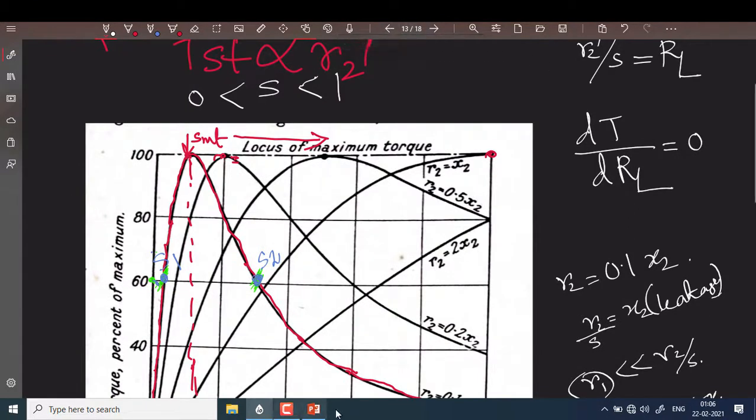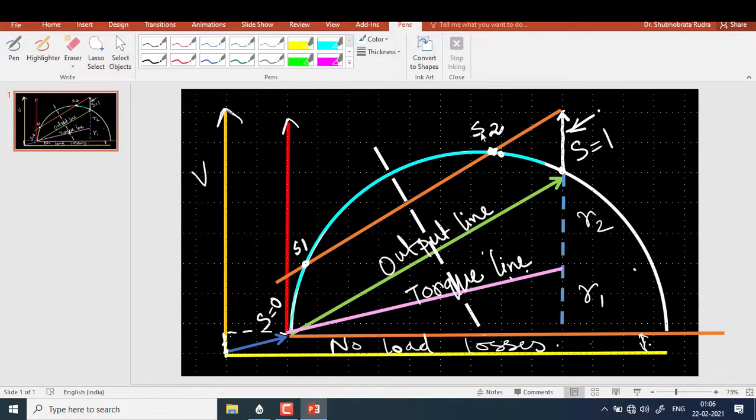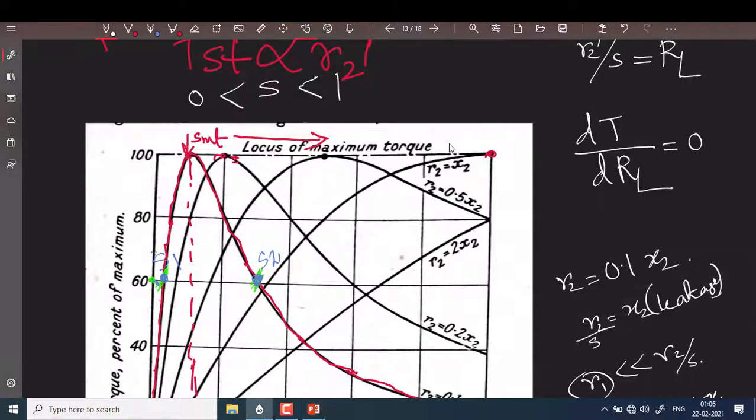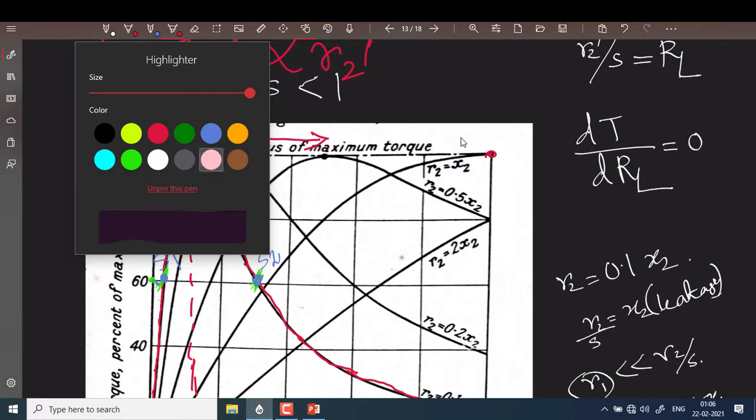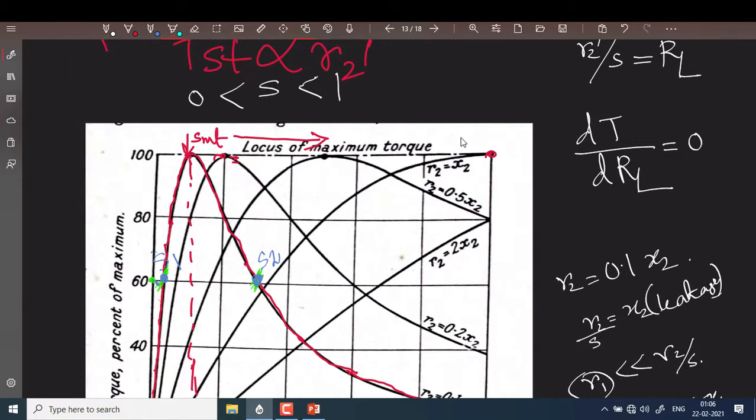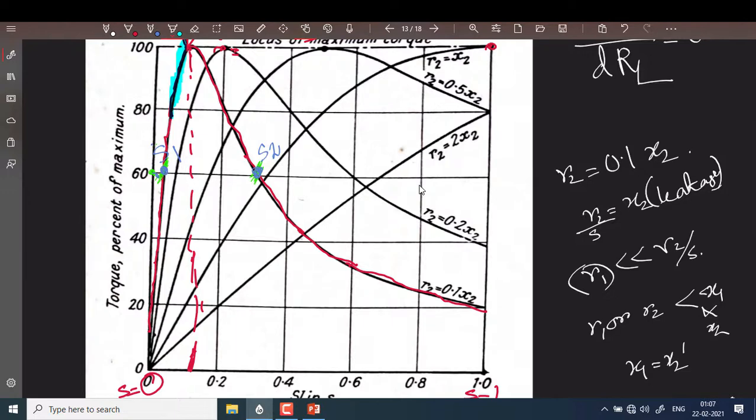So from this analysis, what we can see is that between this S1 and S2, one thing we need to figure out is the region from 0 to SMT in this diagram. In this region the torque slip curve has a negative slope, for S equal to 0 to SMT. This is our stable operating region.